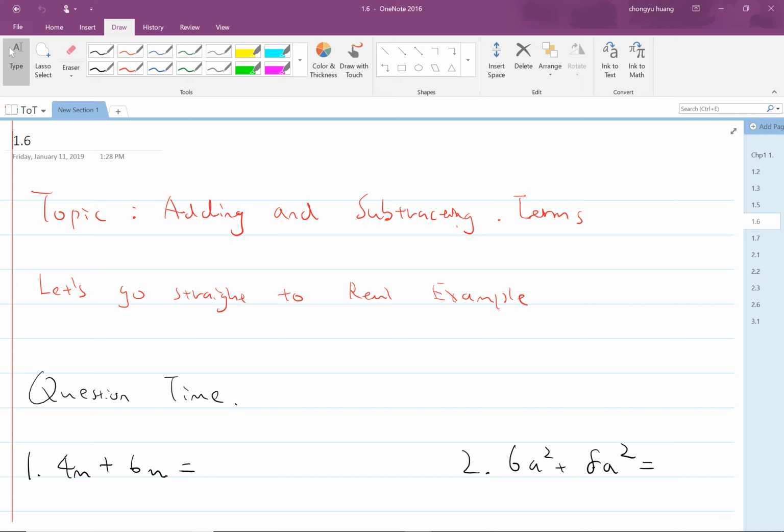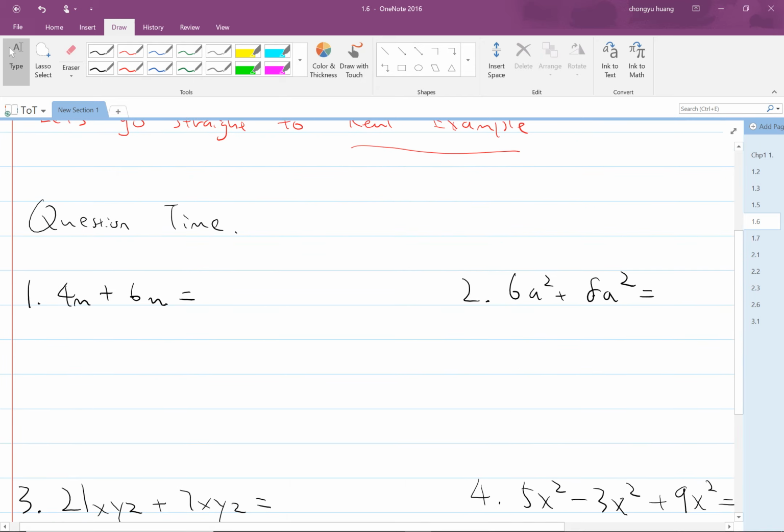Alright guys, so let's start with the new topic. Today's topic is adding and subtracting terms. There are not many really important properties you need to know, so let's go straight to some real examples and then I will make sure you fully understand how to add and subtract terms. Let's begin with our first example.